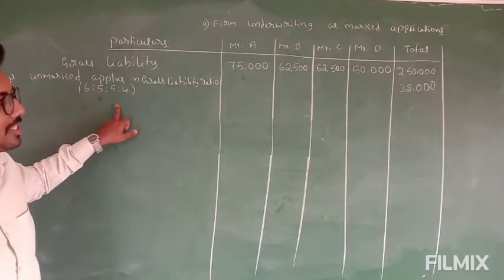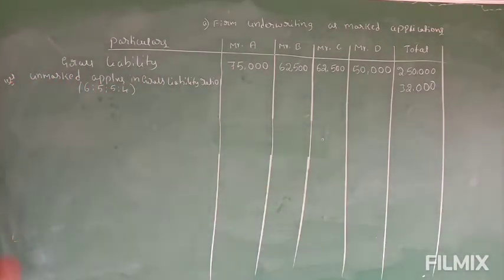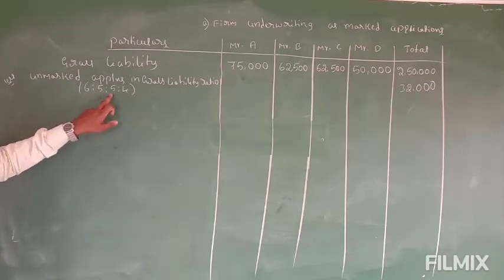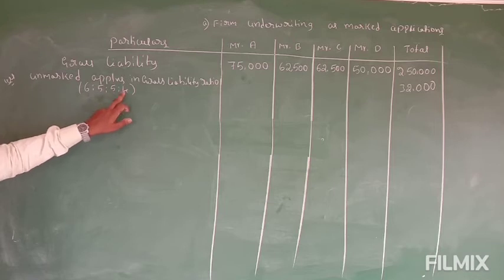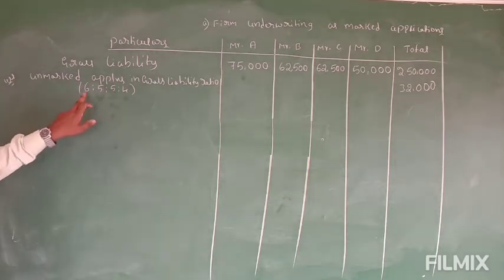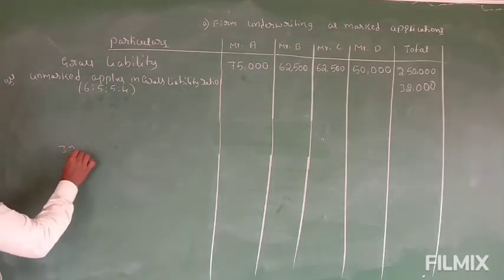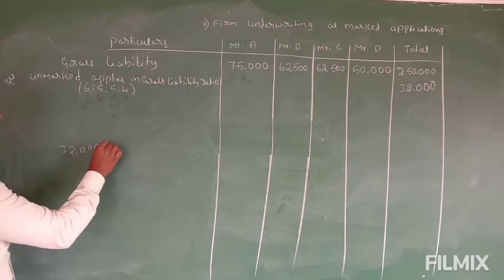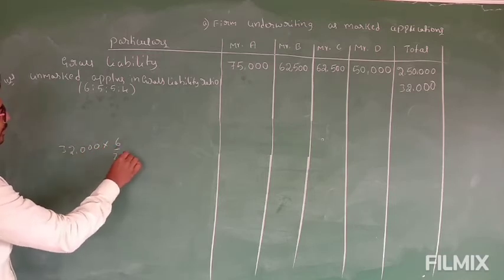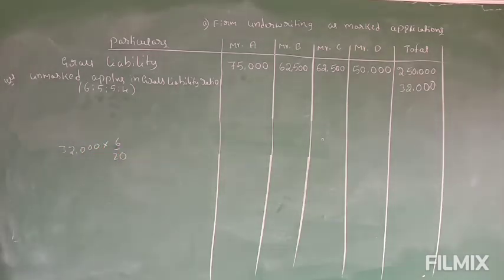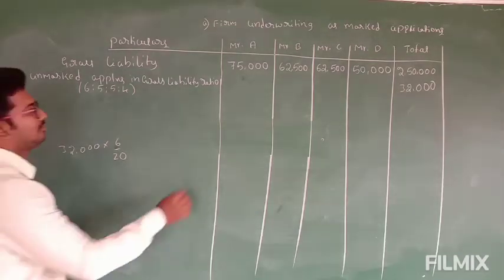For A, how much do we distribute? 32,000 into 6. So make total of it: 6 plus 5 is 11, 11 plus 5 is 16, 16 plus 4 is 20. Total base is 20. So A share is 6. So 32,000 into 6 by 20, you will get around 9,600.